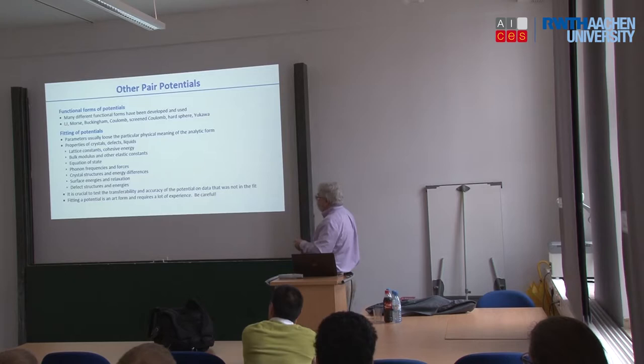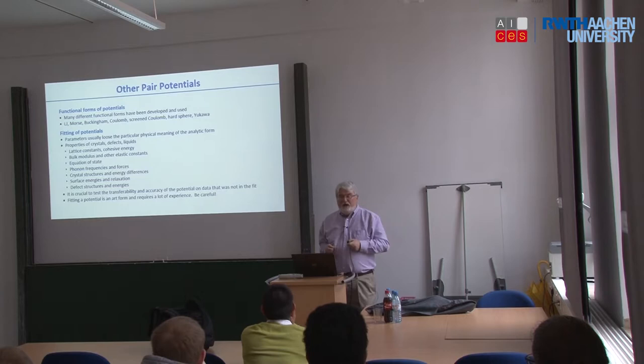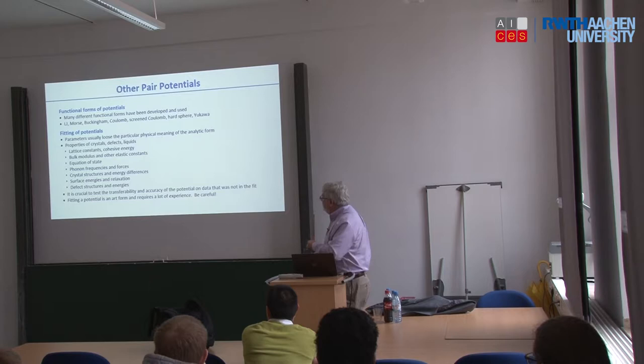Or we could choose different kinds of properties too: phonon frequencies, defect energies, surface energies. We may be interested in all of these things. If you want to describe a wide range of properties of a material, even a simple material like an FCC metal such as copper, then you've got a lot of things here. But in Lennard-Jones, we have epsilon and sigma.